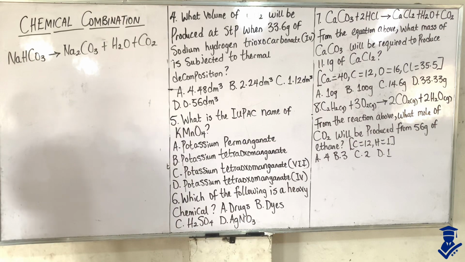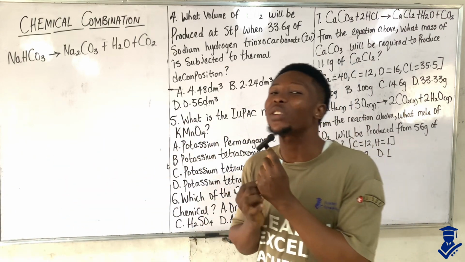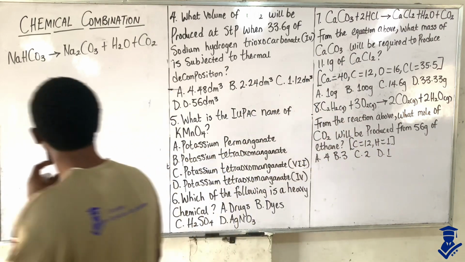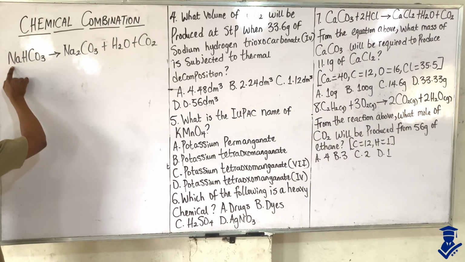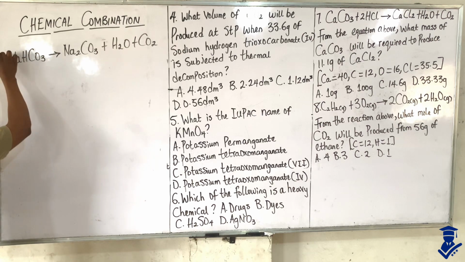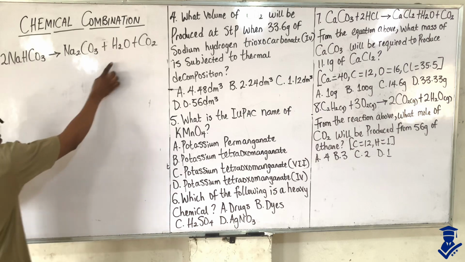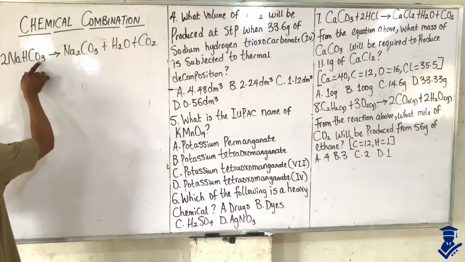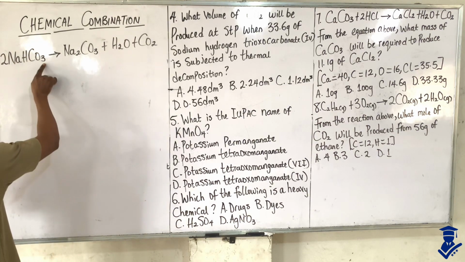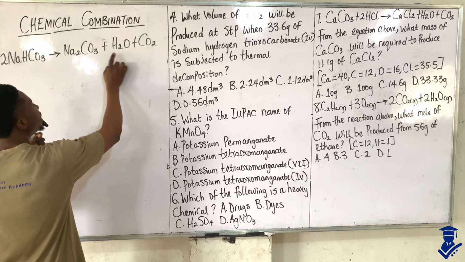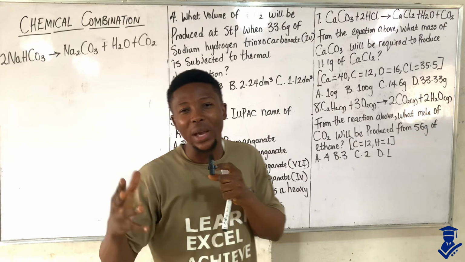Now, before we can start solving anything, is this equation balanced? We have two sodium here and just one on the other side, so we need to put 2 here to balance it. Now let's see if it's balanced. We have 2 hydrogen here and 2 hydrogen here. We have 2 carbon here and 2 carbon here. We have 6 oxygen here, and on this side, this is 3, this is 4, and this is 6 combined. So now the equation is balanced. Now we can solve the question.